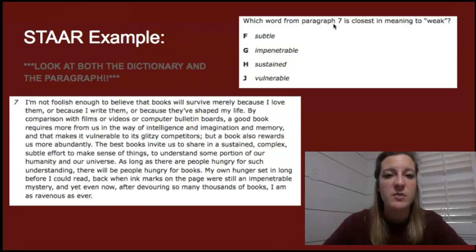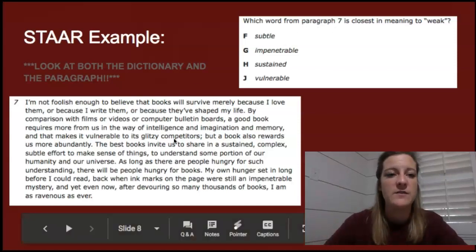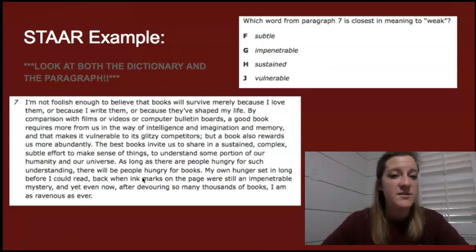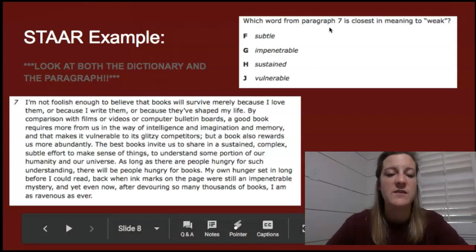It also gives you the paragraph here, paragraph 7. So if you really wanted to as well, you could go back to paragraph 7, which is here, and reread the paragraph and use context clues. It may not hurt to do both things. It just kind of depends on how confident you are in the knowledge you get. So let's first look at paragraph 7 and see if we can figure it out from there.